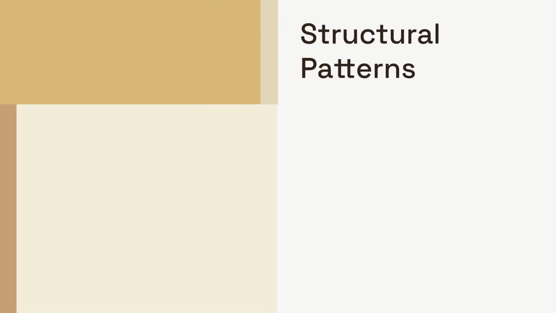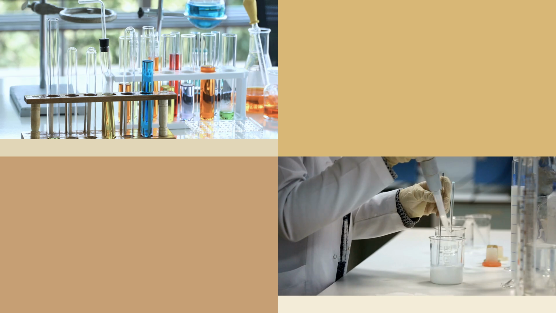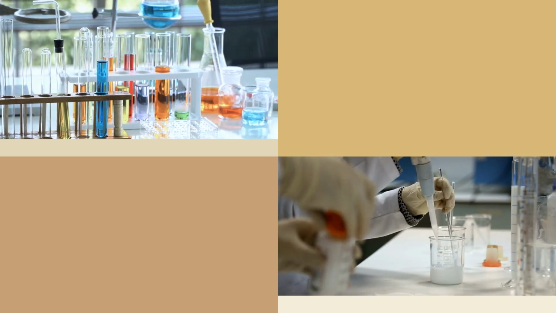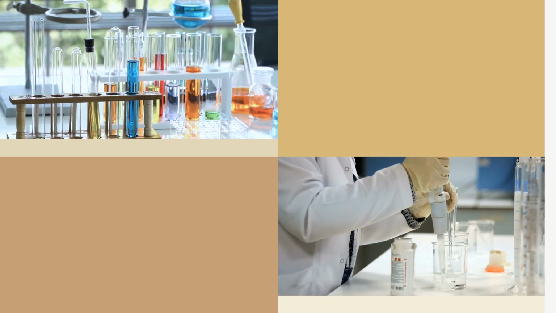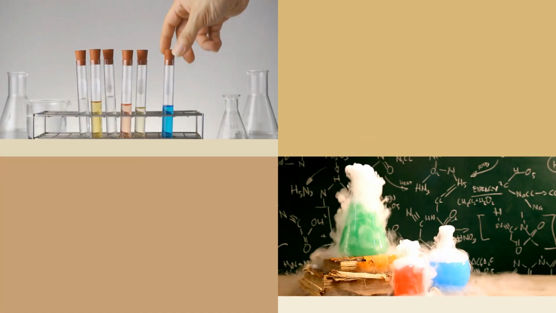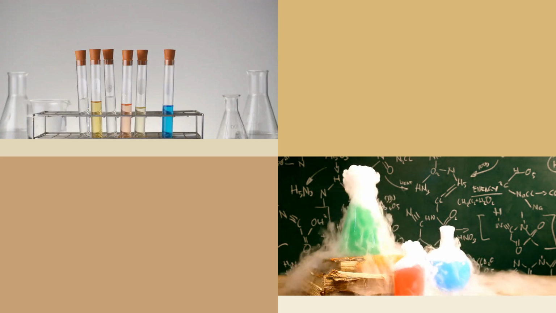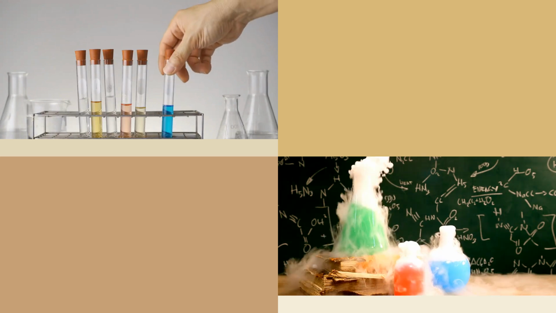Chemical reactions fall into structural patterns that help us predict their products. Let's look at the four main types. First, we have combination reactions, where two or more reactants form a single product. The opposite is a decomposition reaction, where one compound breaks down into two or more simpler substances. Next are displacement reactions: single displacement, where a more reactive element replaces a less reactive one, and double displacement, which involves an exchange of ions between two compounds, often forming a precipitate.